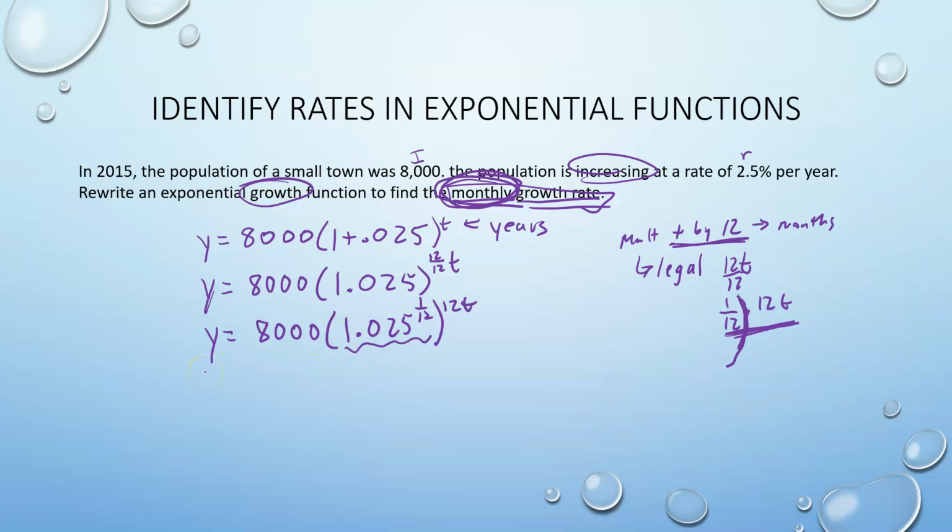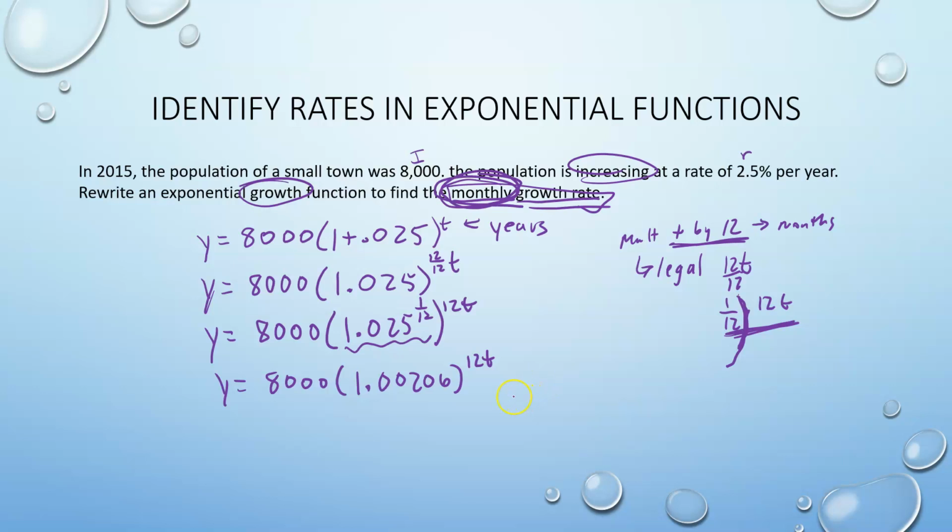So I just typed in 1.025 to the exponent of 1/12. That gave me 1.00206 to the 12t. Okay, so this is actually the equation for growth at a monthly rate. But now the problem is they actually want me to figure out my R value. Okay, so my monthly R value.